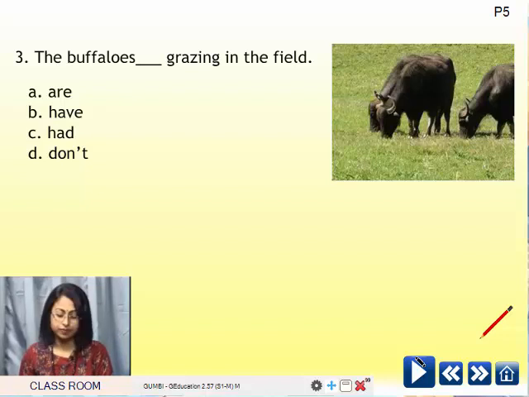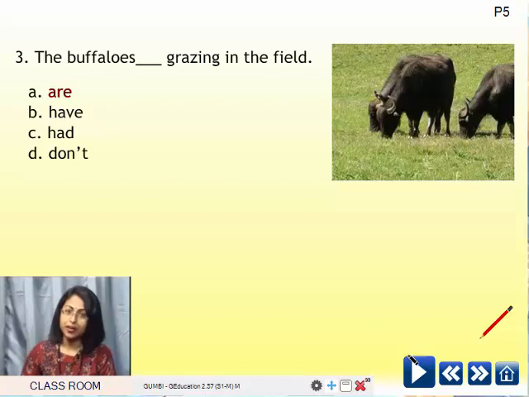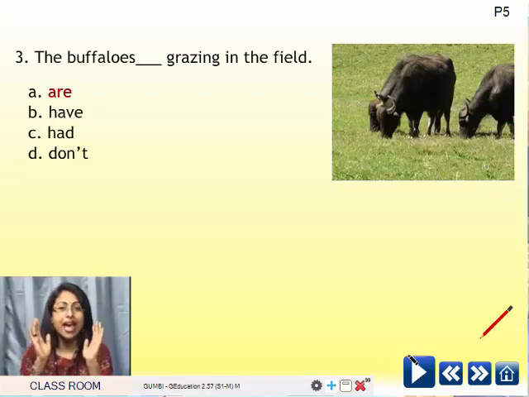All right, let's do a last one. The buffaloes dash grazing in the field. What's the answer, Mahesh? I think the buffaloes are grazing in the field. Very good. Buffaloes, not one. So there are many. So it's a plural. So buffaloes are grazing in the field.